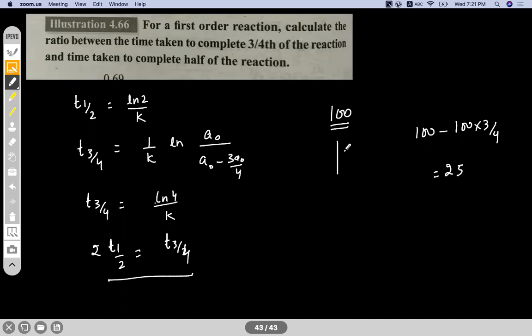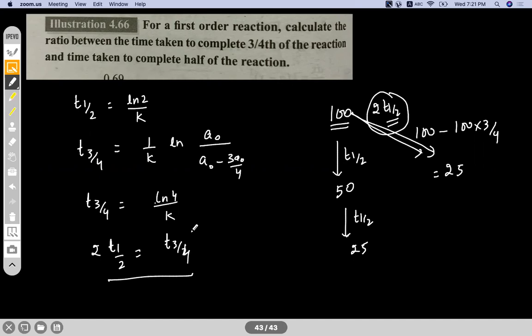Means if you go for one half life, it will be 50 here. For another half life, it will be 25. Means from here to here, if you want to go, you have to use 2 half lives of it, right? That's why you see the time required for this change is twice of the half life. Directly you can say 2. Did you understand this?